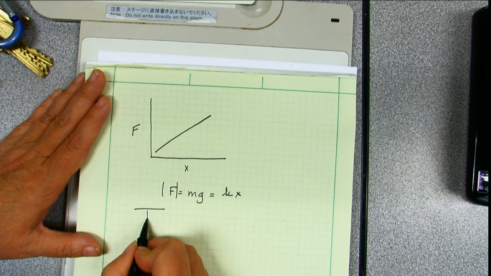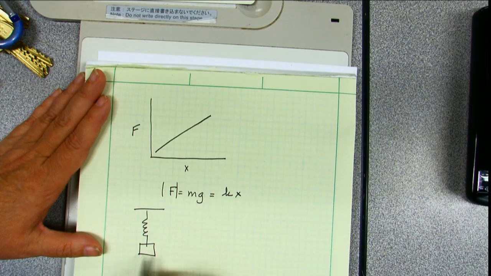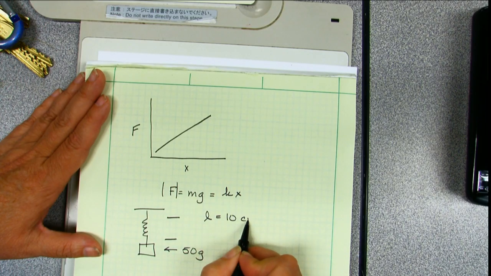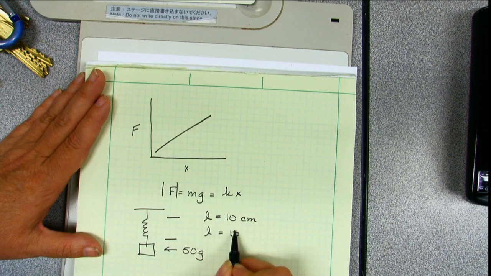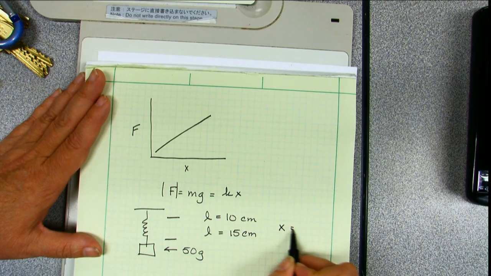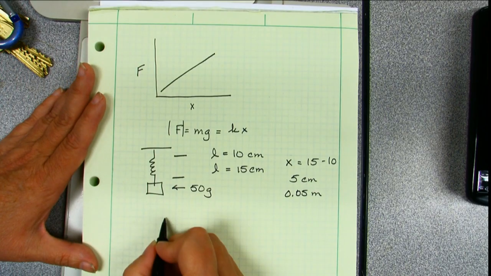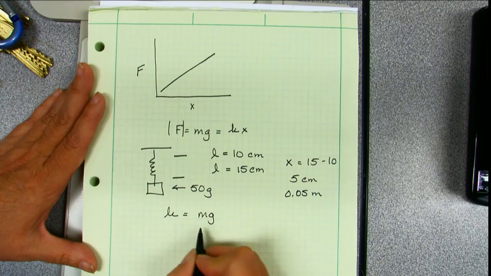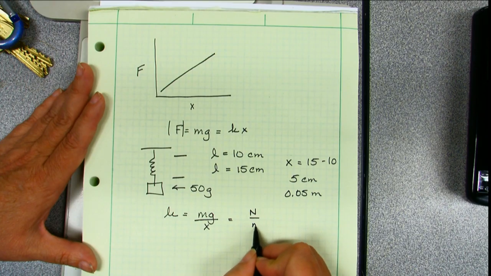So if I have my spring, and this is a 50-gram mass, and we did our stretch, my initial is 10 centimeters, my new one is 15 centimeters, x is my stretch, that's 15 minus 10, and now I get 5 centimeters, which is 0.05 meters. k is equal to mg divided by x, so I'm going to be in newtons per meter, which is what you end up getting.